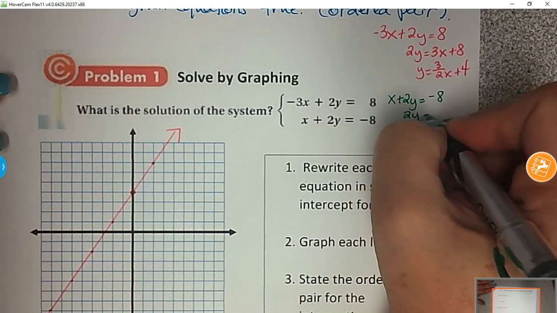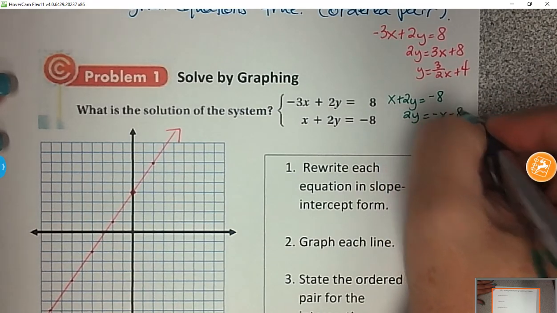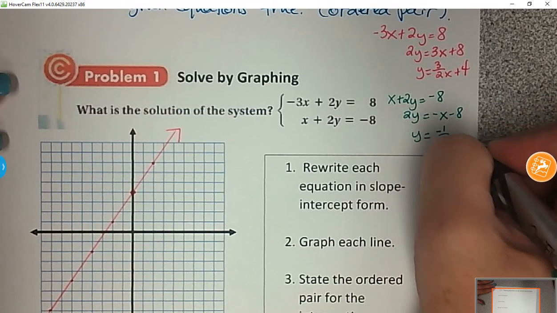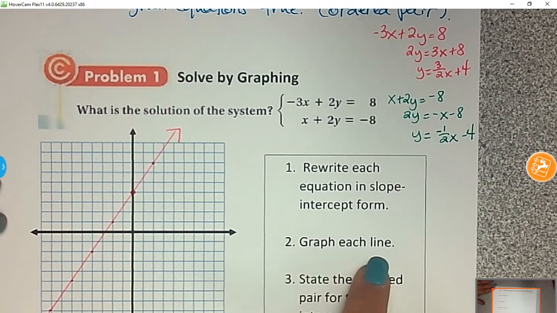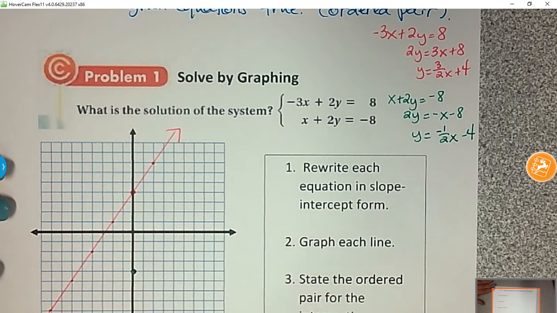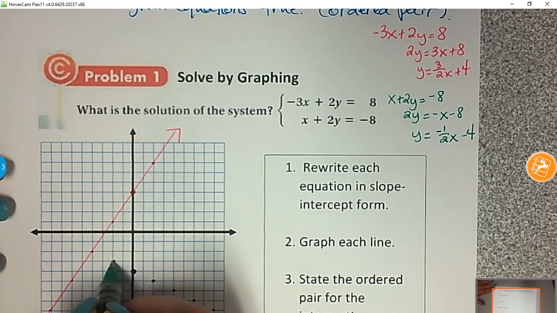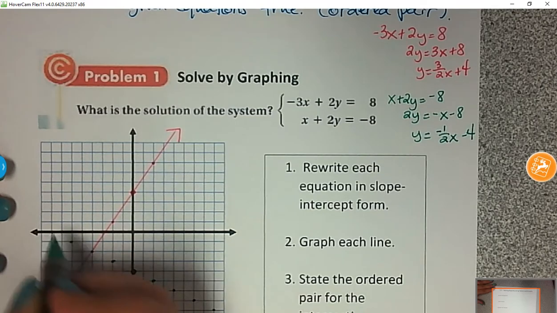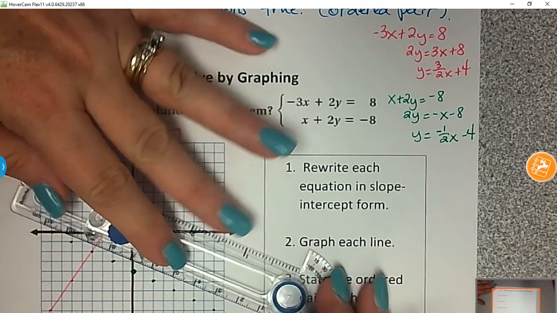So move my x over, divide everything by 2, and then I will graph that one as well. This time my y-intercept is negative 4. From there, I'm going to go down 1 and right 2. Then I'm also going to come back here and go up 1 and left 2. And draw in my line.